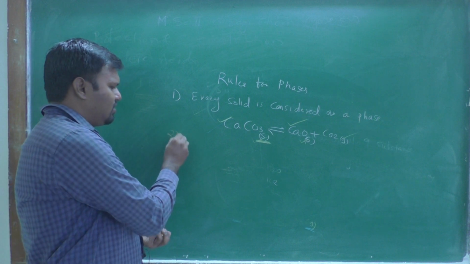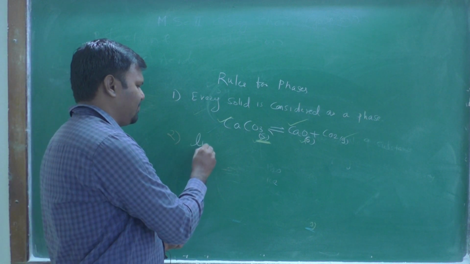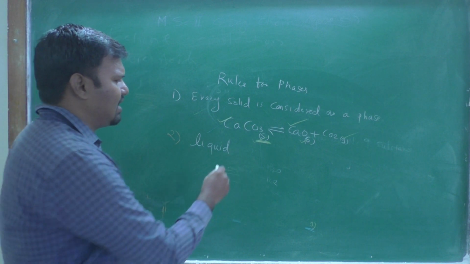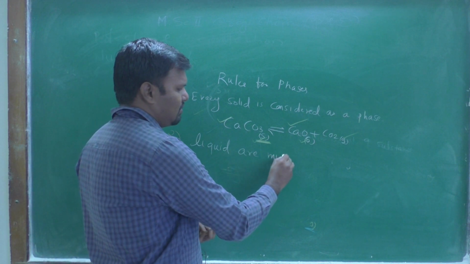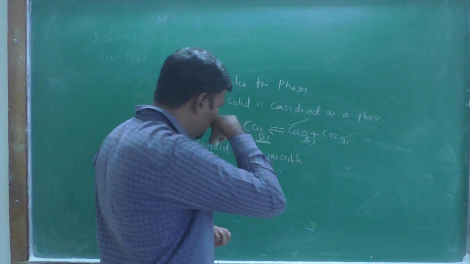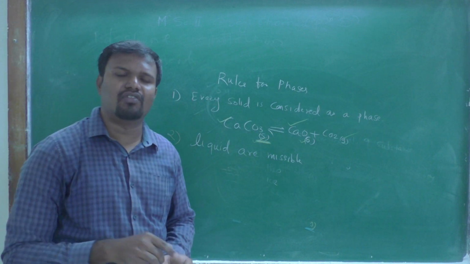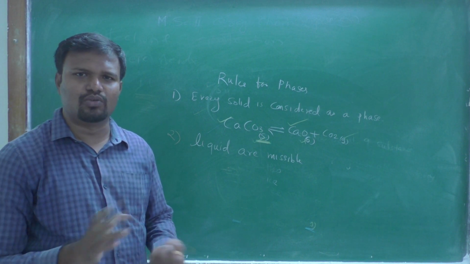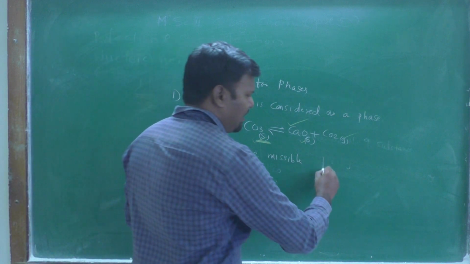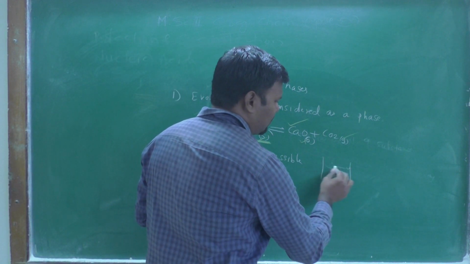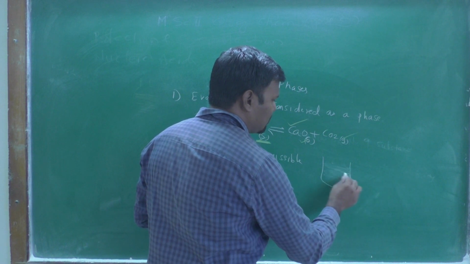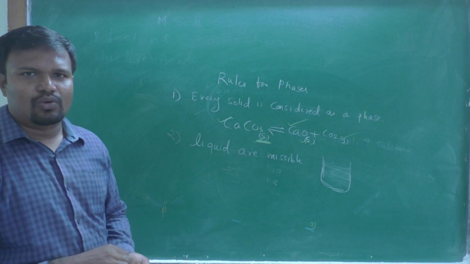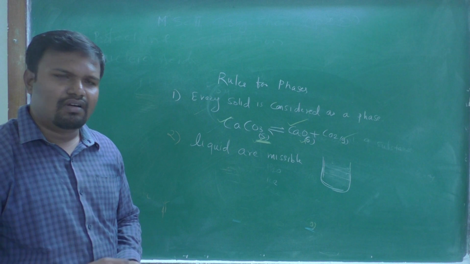The second rule is for considering liquids. If liquids are miscible, it means when they mix, they are not separated by a layer, they are totally mixed. For example, when you add alcohol into water, you do not see a separate layer. They totally mix, no discrimination you find there.